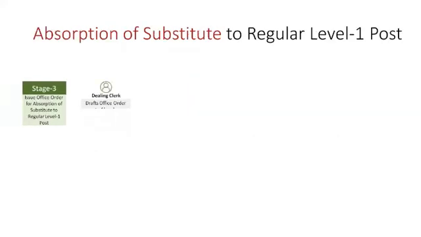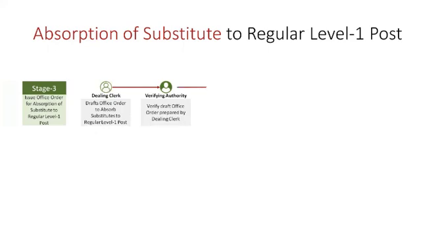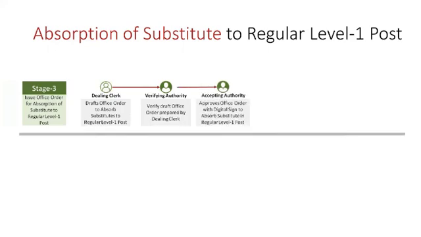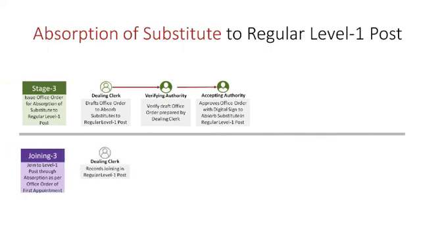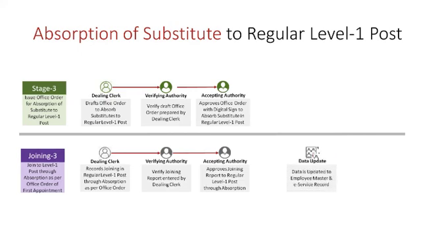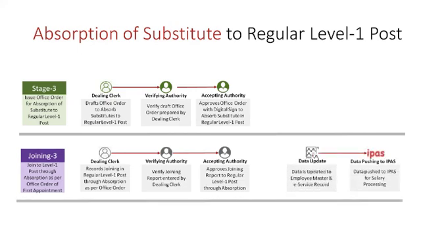After completion of the period, whichever is there, generally it's 3 years for DADK and whatever other type of substitutes are there, whatever be the period, after completion of that period, the person is posted as a regular employee. Whenever that regular employee posting is to be done, again his or her order is to be issued by the dealing clerk, verifying authority and accepting authority. And when he joins at the place, then again, three-stage procedure, the joining date is to be entered. And then our data is updated both at HRMS level and IPAS level.